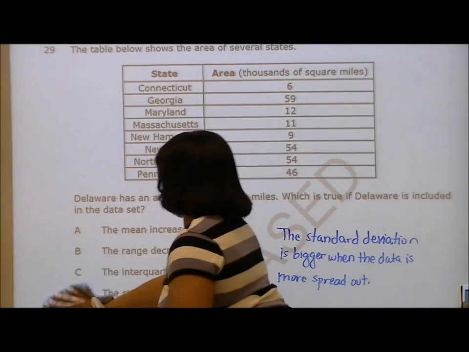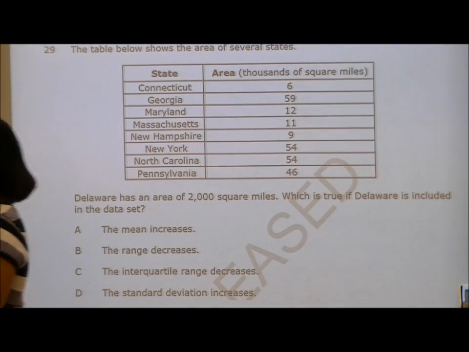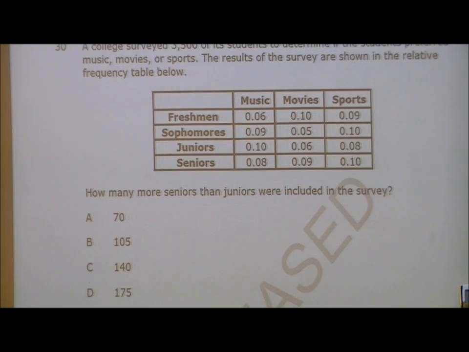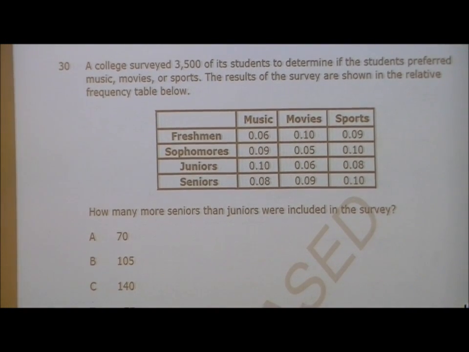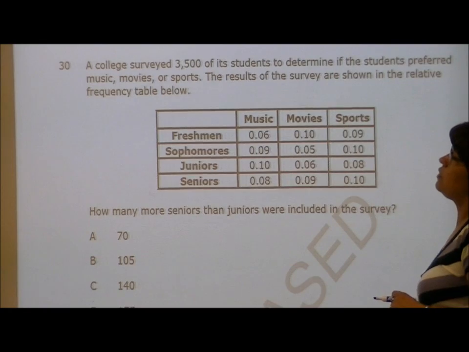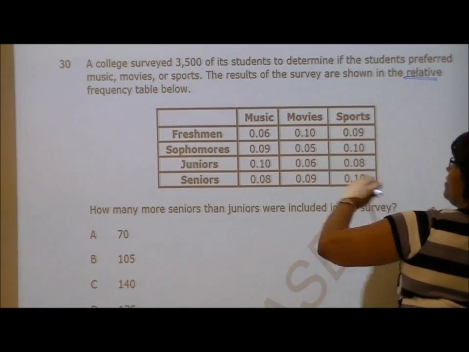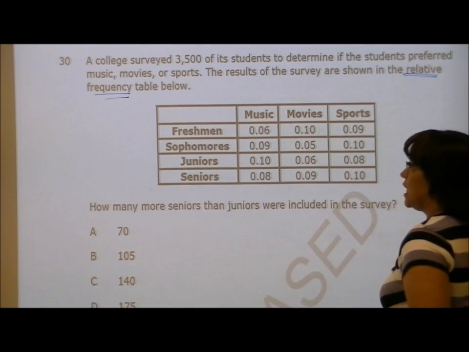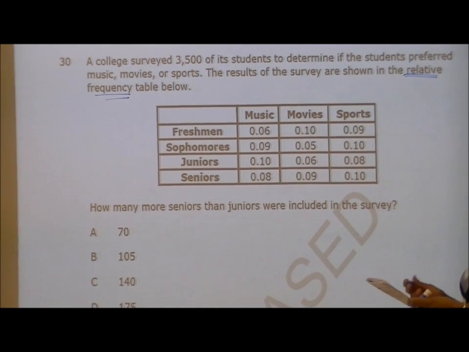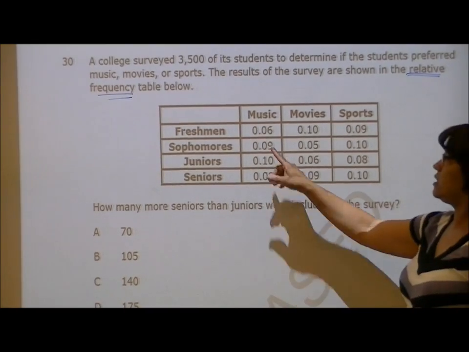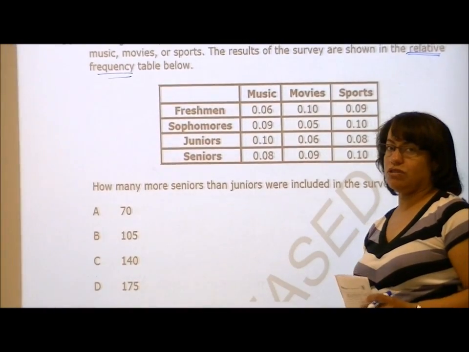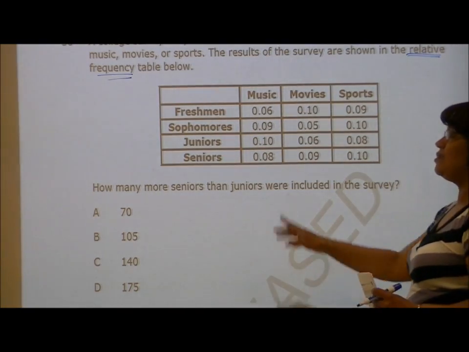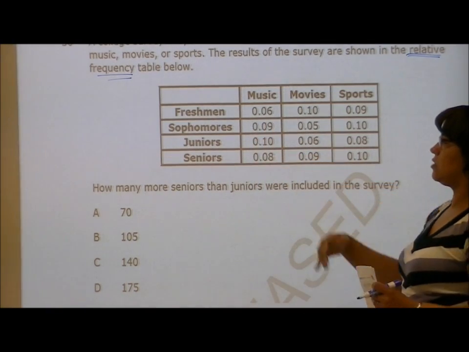Okay. Let's move on to number 30. For number 30, a college surveyed 3,500 of its students to determine if the students preferred music, movies, or sports. The results of the survey are shown in the relative frequency table. Keyword here, relative frequency. So we think percents. Relative frequency means percent. So instead of 0.06, we're going to think 6%. Because for percent, remember you multiply by 100. Think about what you'd like to get on any of your tests, a 100. So you want 100%. So you multiply by 100 to transfer these to percents.